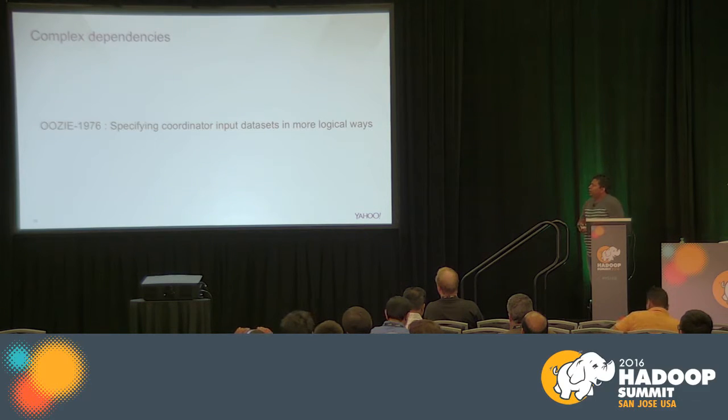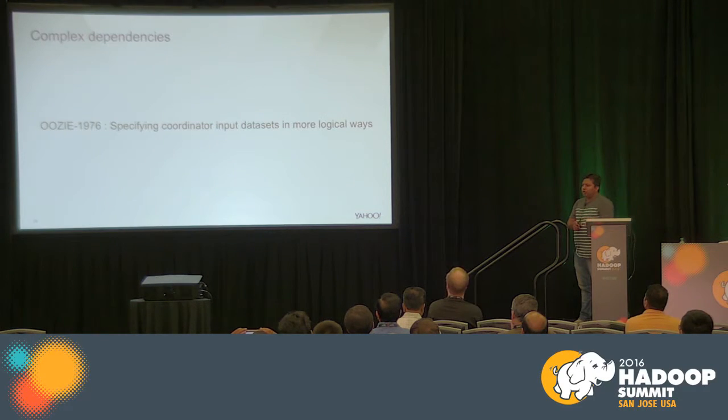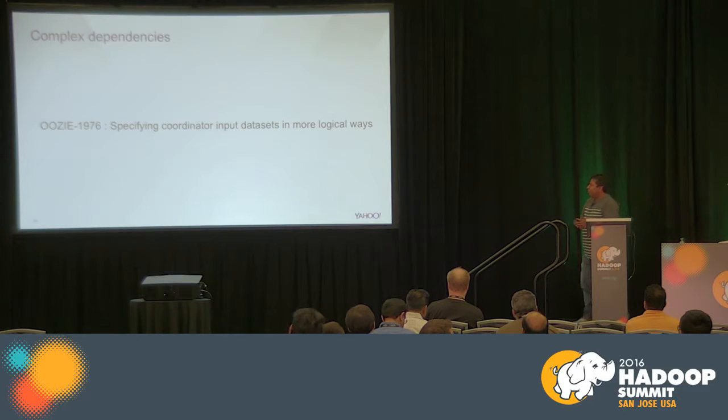In Oozie 1976, we added support for complex dependency. With this, there was no change to the existing coordinator. What we can do is add an input logic to enable complex dependency. Input logic is an XML tag which we can add to the coordinator XML. It consists of AND, OR, and combine operators. AND and OR are nested operators, and we'll look into some more examples.